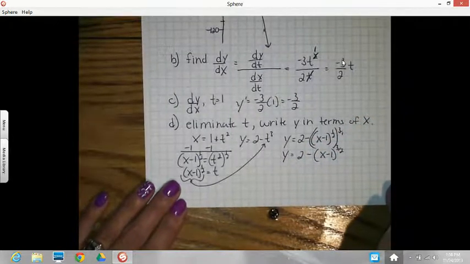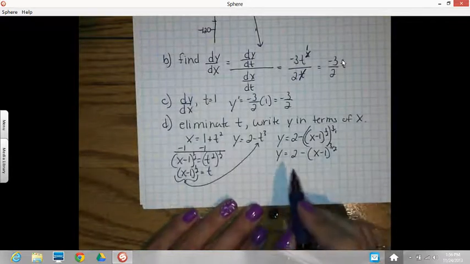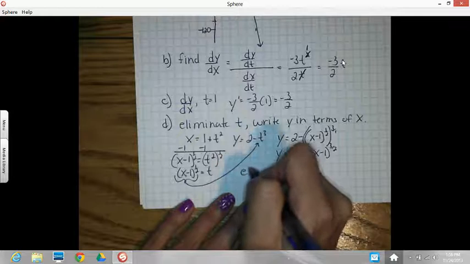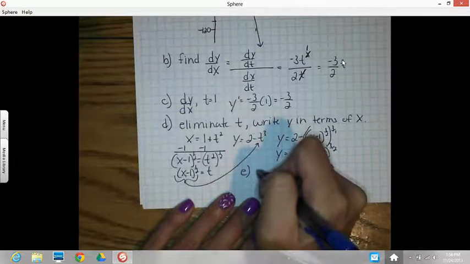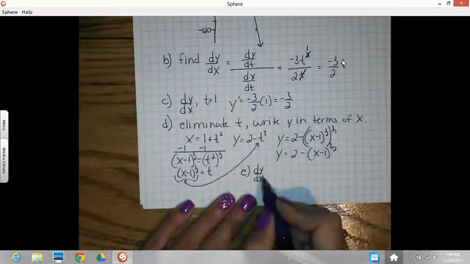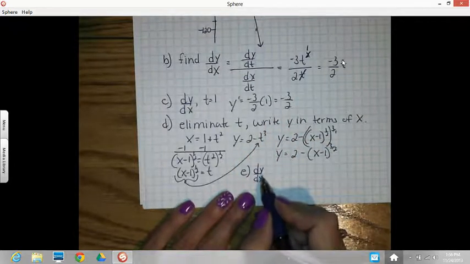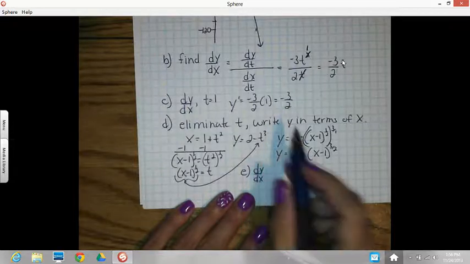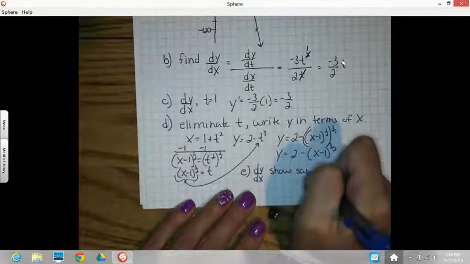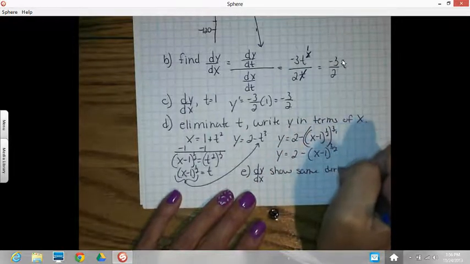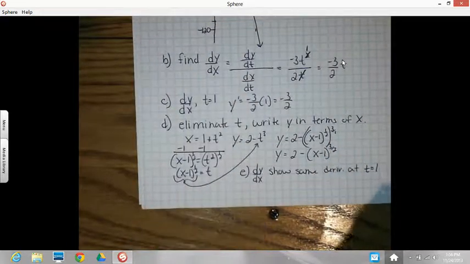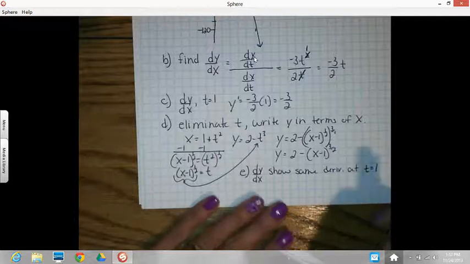Okay, we're almost there. Now I want to find the derivative here. Find dy/dx. Show that the derivative value when t equals 1 comes out the same as it did in part C. So show same derivative at t equals 1. Okay, so we've got to do the derivative first. So I'm doing the derivative of this equation right here.